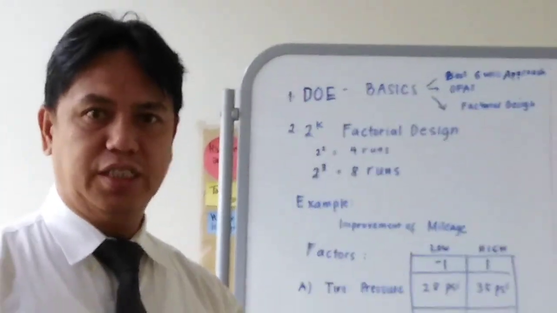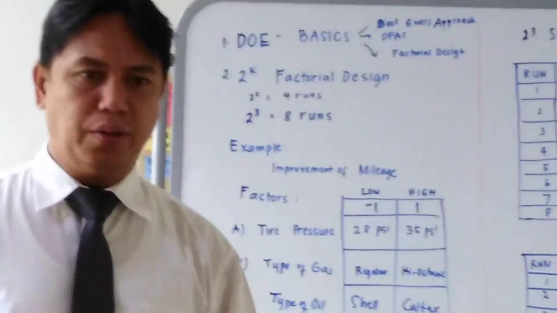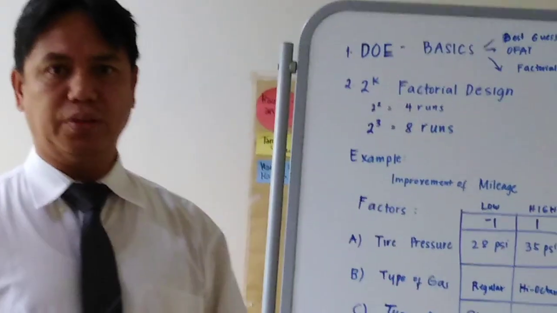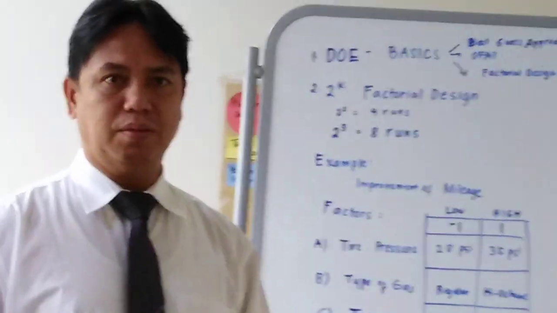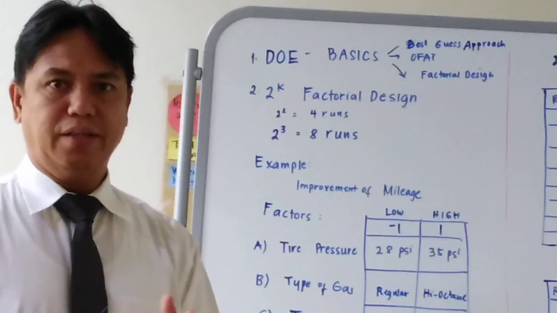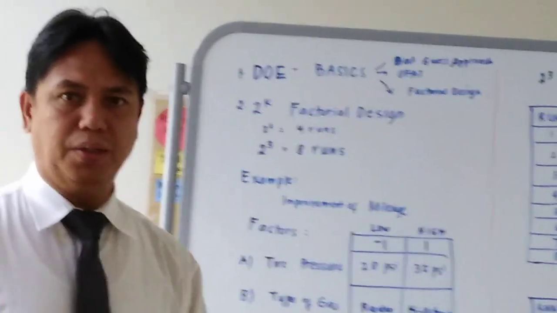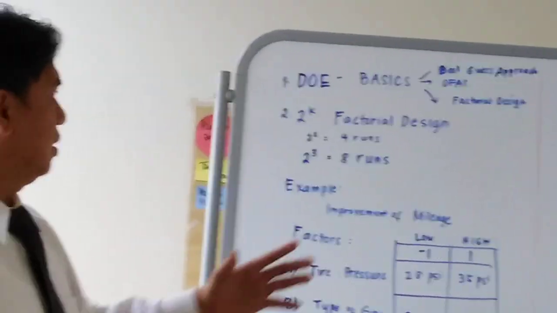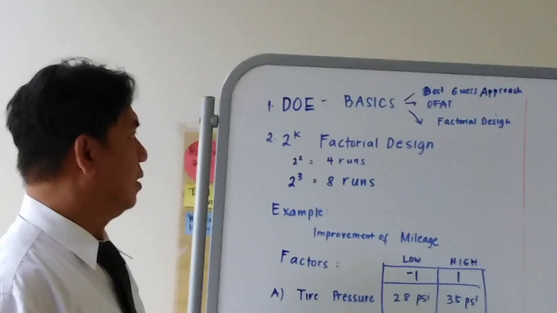Some engineers or technical people, when they want to improve something, just use a best guess approach. They randomly choose one or two factors, and they do the experiment. But that is not validated or systematic or based on a statistical system.